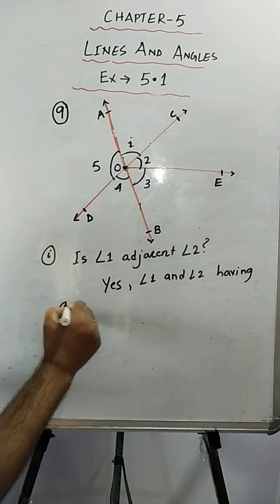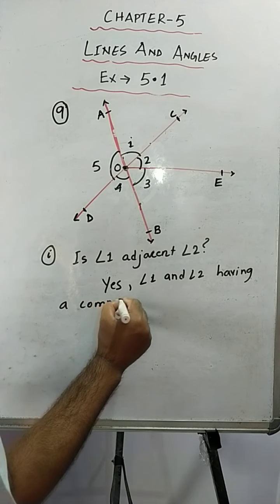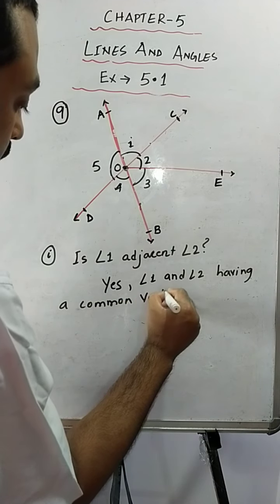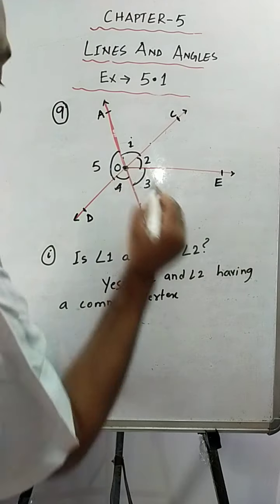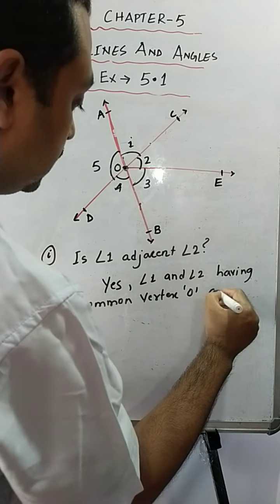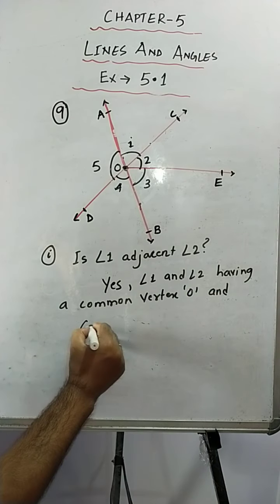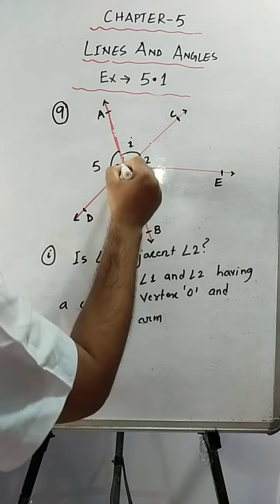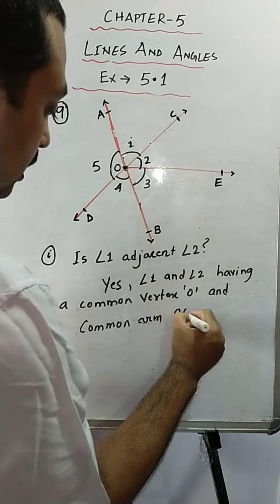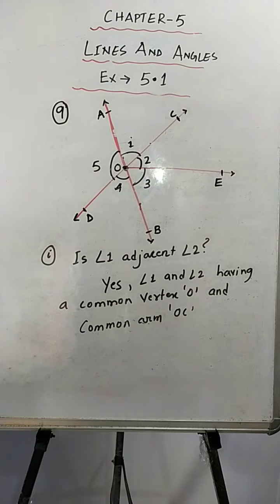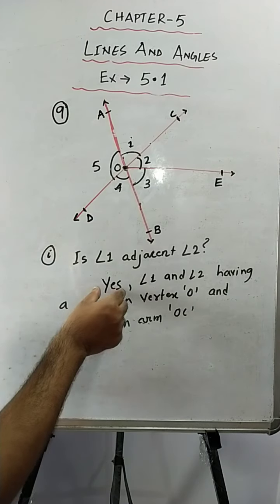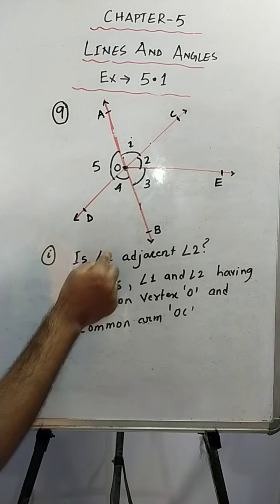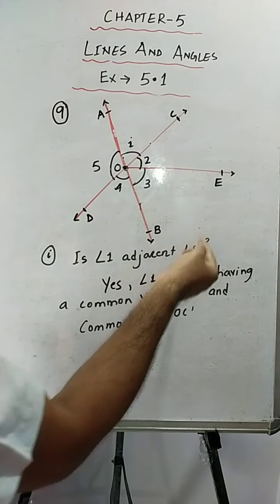Having a common vertex. And what is the name of the common vertex? That is O. You will write it out. And common arm. What is the name of the common arm? OC. Fine. So that is the reason. Because of these two reasons, we are saying yes. And yes is what? Angle 1 is adjacent to angle 2.